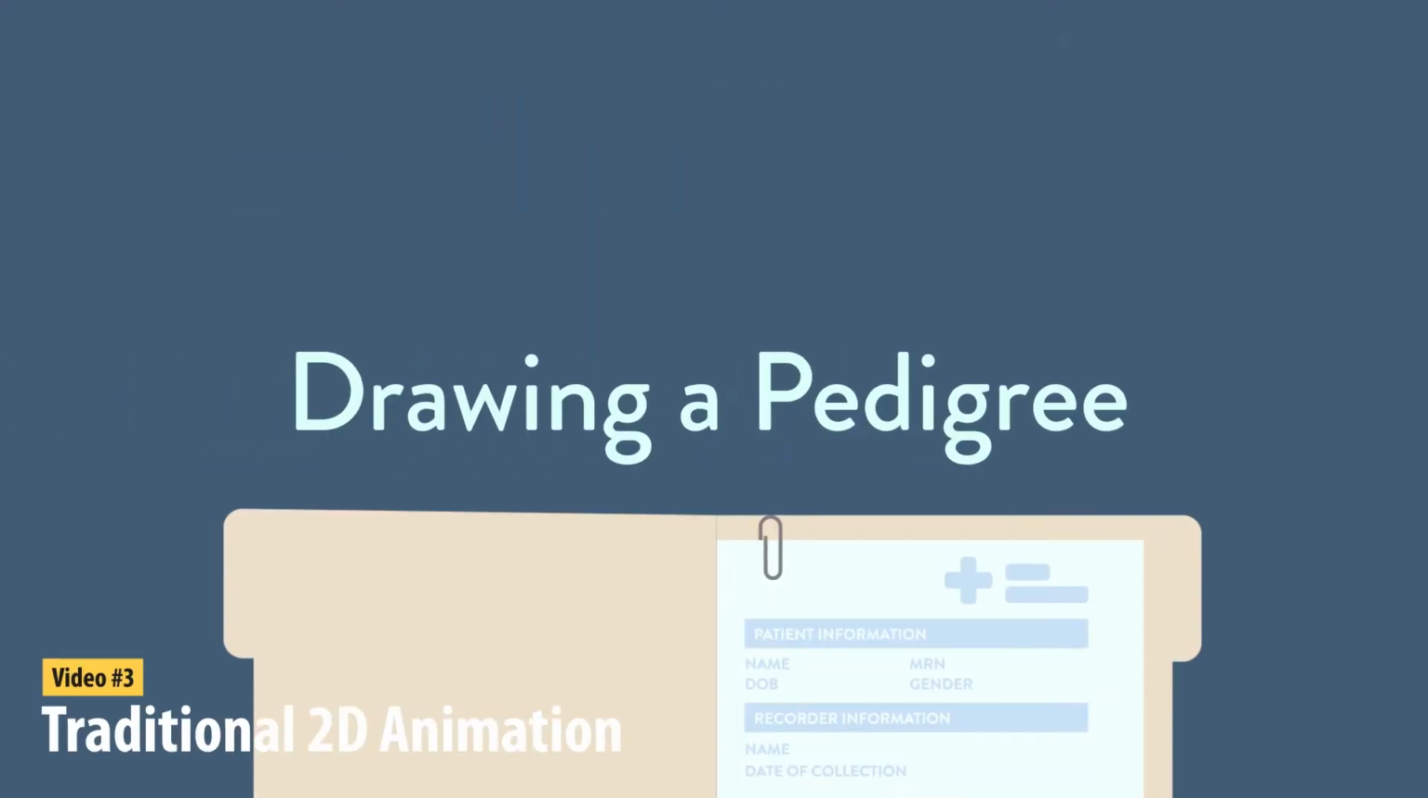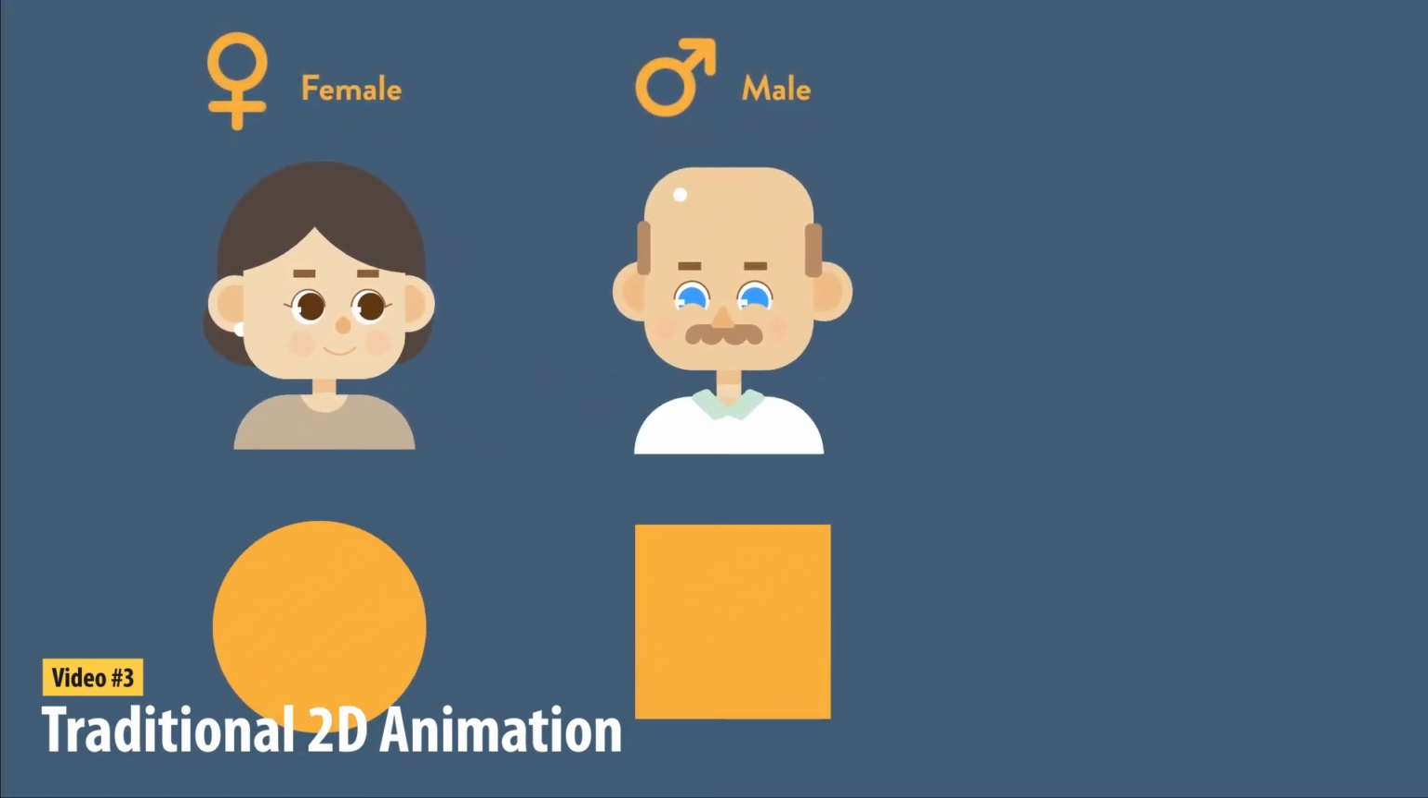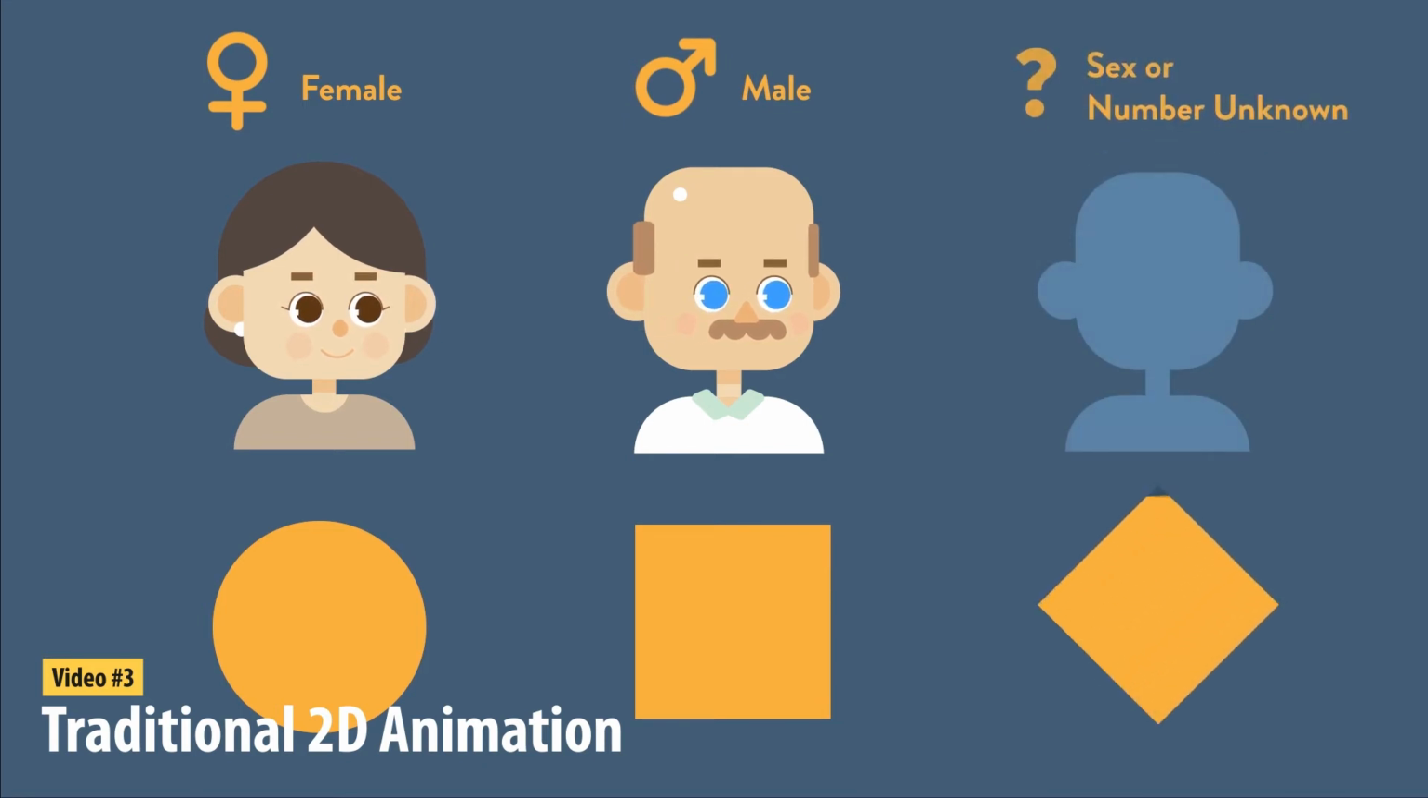Geneticists follow conventional rules when drawing a pedigree. A circle represents a female. A square represents a male. A diamond is used when the sex is unknown, or it could represent multiple people.